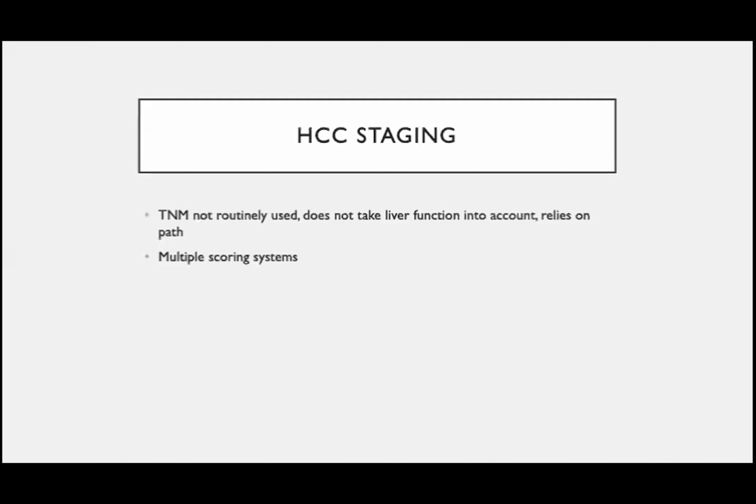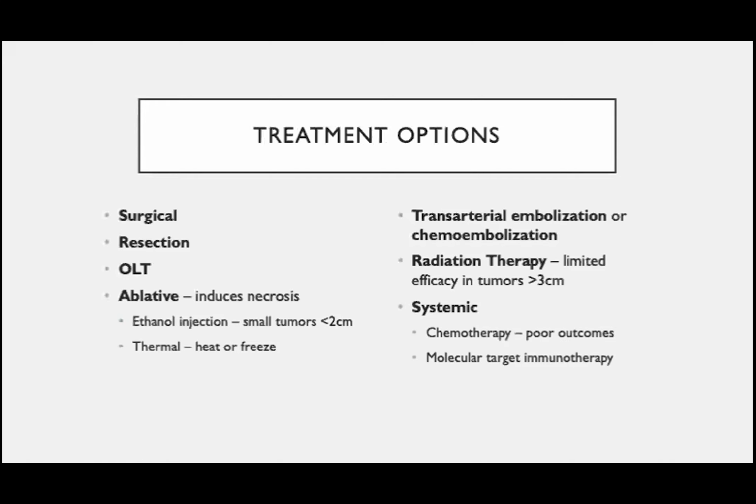So for staging, TNM is actually not routinely used because it doesn't take liver function into account. It relies on pathology, and there are a lot of scoring systems, which I'm not going to get into here. Treatment options are surgical. Surgical is actually the only curative one. You can, in certain circumstances, offer someone a transplant. You could also proceed with ablation, which induces necrosis with ethanol or heat. You can have embolization, radiation therapy, or systemic therapy.